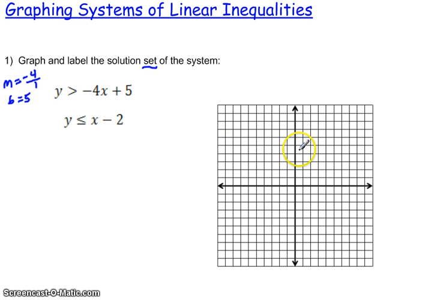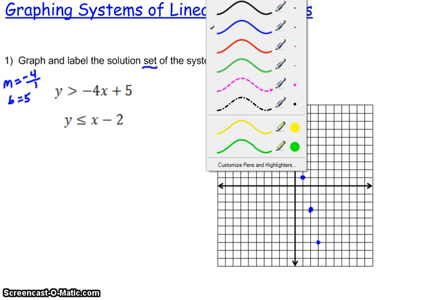So I'm going to start with the 5 as my y-intercept, and my slope is negative 4 over 1, so I'm going to go down 4 to the right 1, down 4 to the right 1, fit as many of these as I can on, and I'm even going to go backwards 1. Now before I draw my line, I'm going to check to make sure, is it going to be a dashed line or is it going to be solid? And since it's greater than with no line underneath, I know it's going to be dashed or dotted.